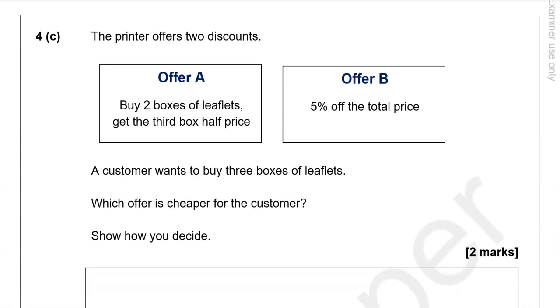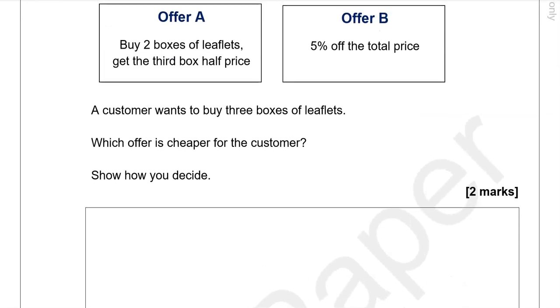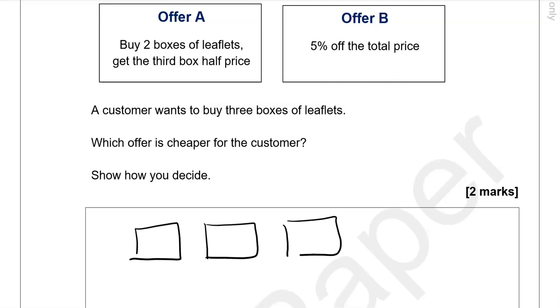The printer offers 2 discounts, offer A and offer B. Offer A says buy 2 boxes of leaflets, get the third box half price. Offer B says 5% off the total price. A customer wants to buy 3 boxes of leaflets. Which offer is cheaper for the customer? Show how you decide. So if we try and represent the boxes, 1, 2, 3 of them, we're getting the third one half price.